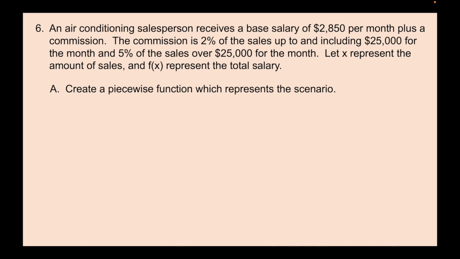And for our last problem, an air conditioning salesperson receives a base salary of $2,850 per month plus a commission. The commission is 2% of the sales up to and including $25,000 for the month, and 5% of the sales over $25,000 for the month. So again, as we're reading through this, we want to notice that our two conditions are surrounding that $25,000. So that should help you figure out what your inequality is going to be. Then it says let x represent the amount of sales and let f of x represent the total salary. See if you can come up with this piecewise function.